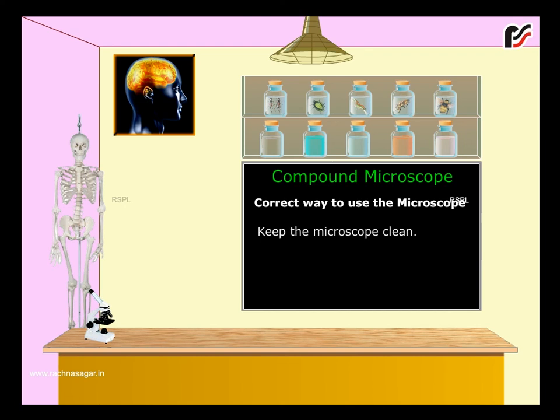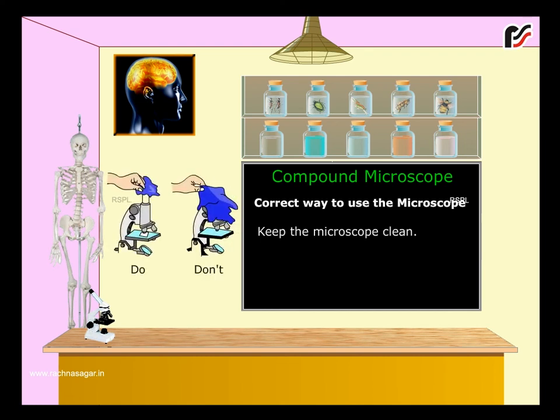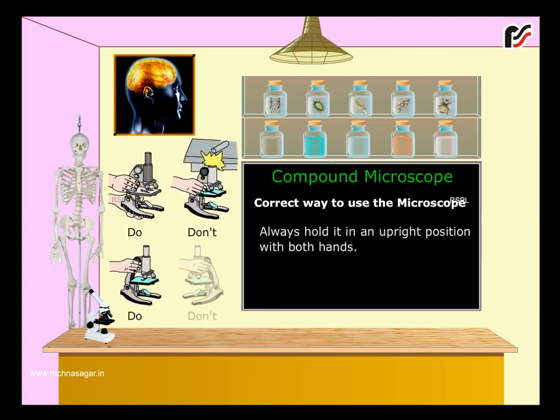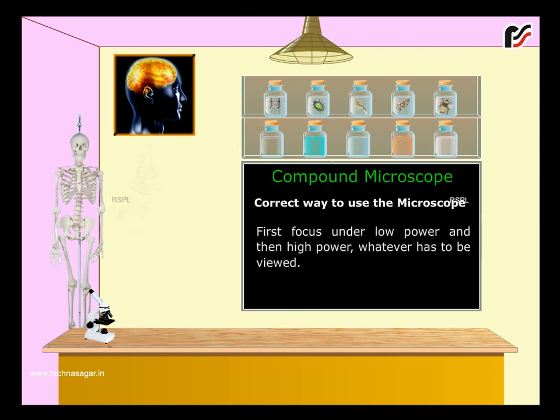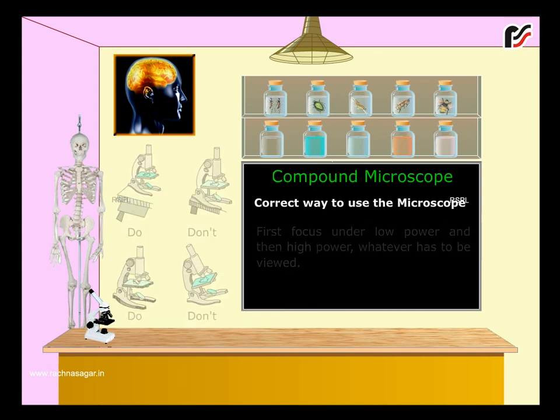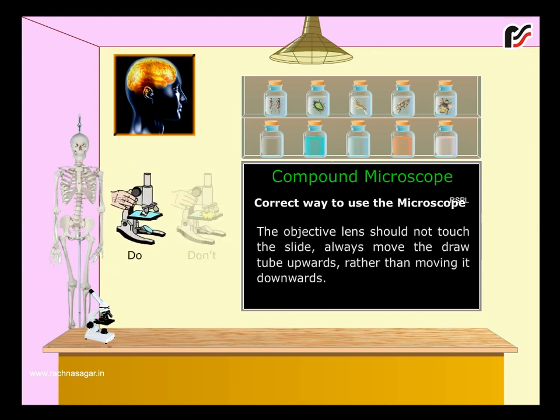Correct way to use the microscope. Keep the microscope clean. Always hold it in an upright position with both hands. First, focus under low power and then high power, whatever has to be viewed. The objective lens should not touch the slide. Always move the draw tube upwards rather than moving it downwards.